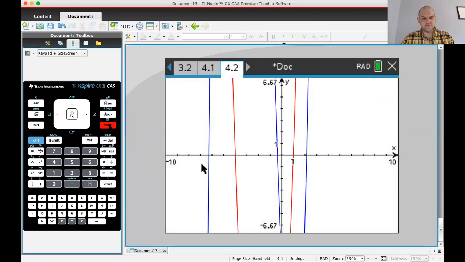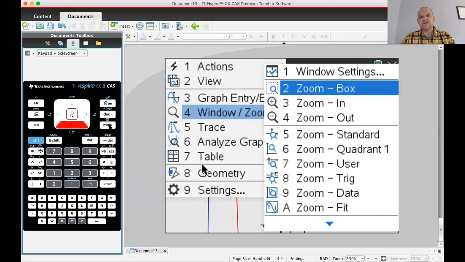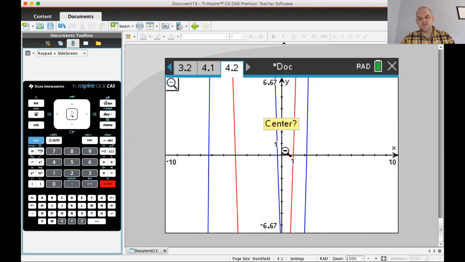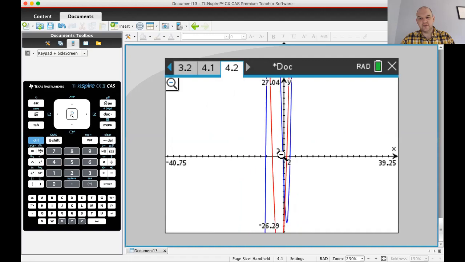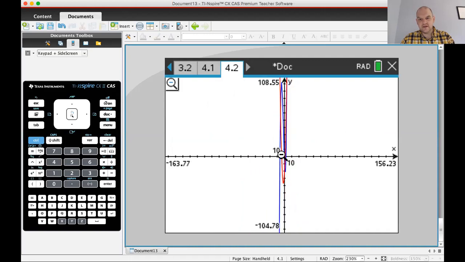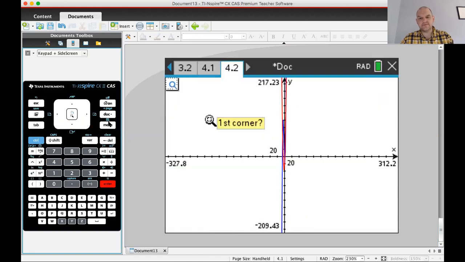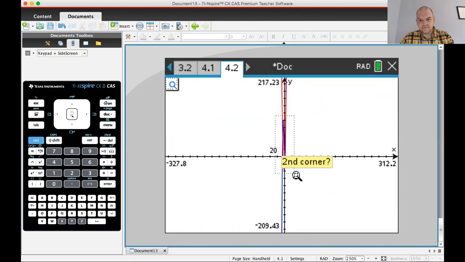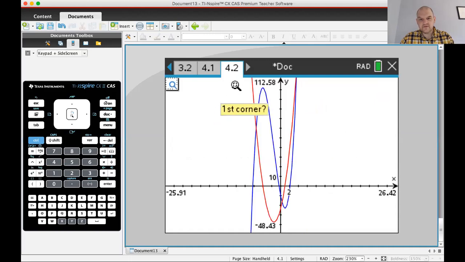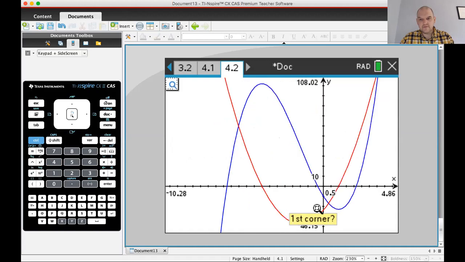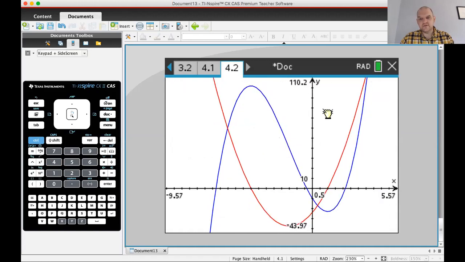Okay, let's try to get a good window. I do this all the time. First, you zoom out, zoom out, zoom out. I think I can see everything I want. Now, zoom box. So I think I can see everything important. And let's do it again, here to here. That's pretty good. And I'm going to slide it over a little bit.